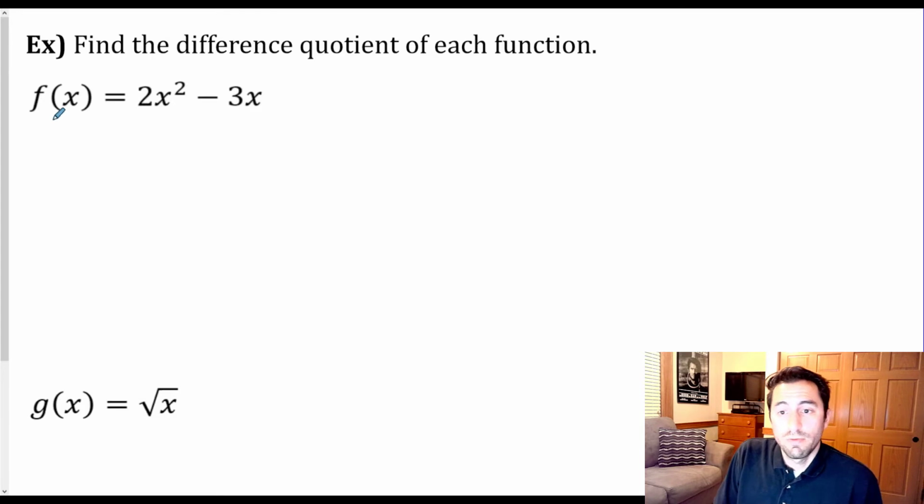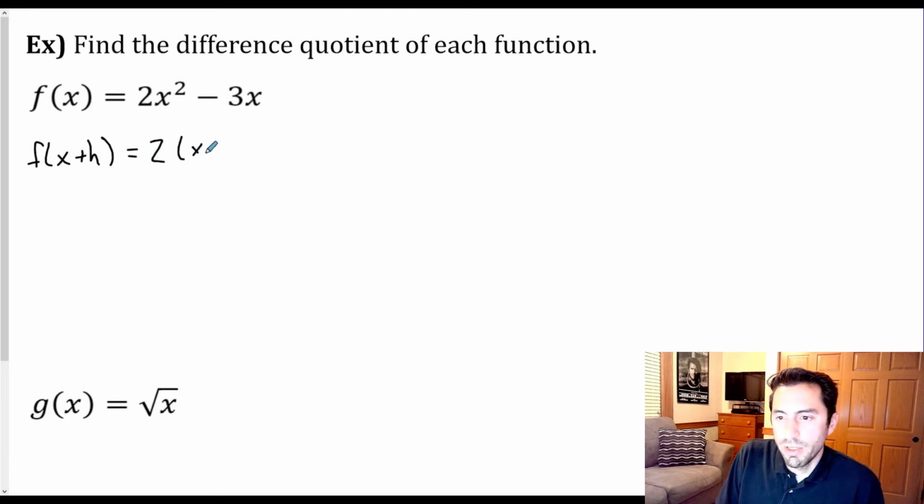Okay, so first one, f of x is equal to 2x squared minus 3x. I want to find the difference quotient. So I'm going to find an expression that would allow me to find the slope. So I like to do this in a couple pieces. First, I'm going to find f of x plus h. I find it's just easier to organize my work this way. So evaluating the function again, we're just going to take x plus h and we'll plug it in.